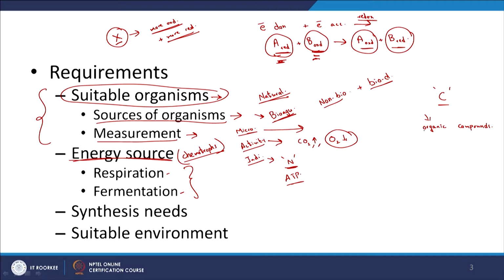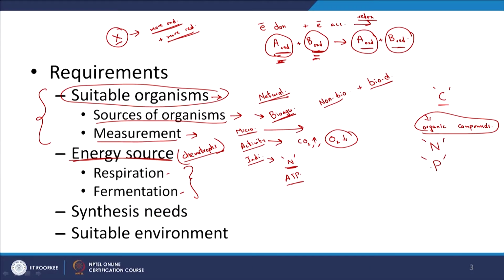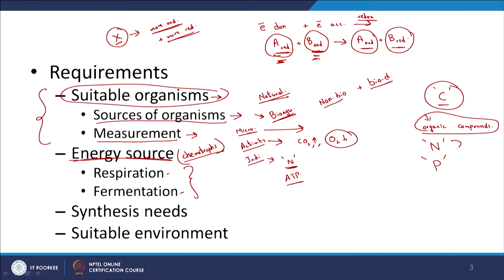Organic compounds have your carbon, and the microbe's need for carbon for cell synthesis is typically met by these organic compounds. And what else do they need? They need nitrogen, and they also need a source of phosphorus, maybe not as high as carbon, but they still need nitrogen and phosphorus at certain levels.